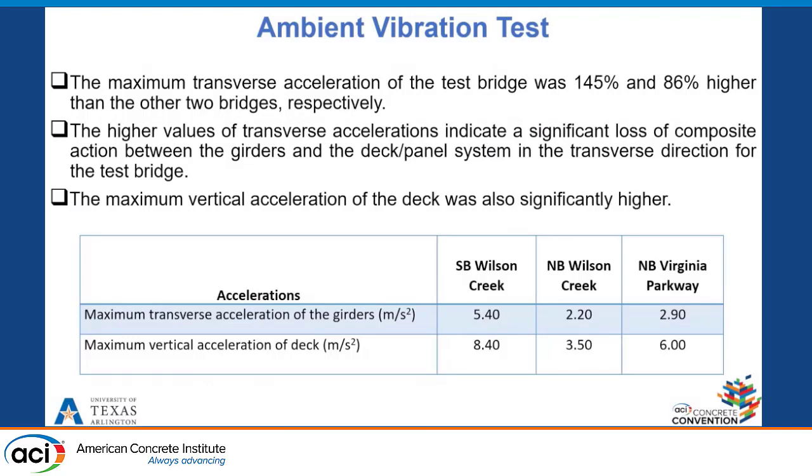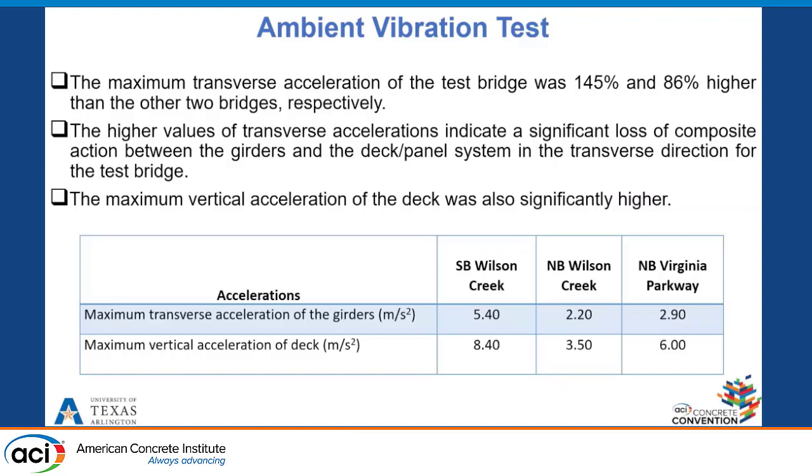The maximum transverse acceleration of the southbound Wilson Creek Bridge girders was 145% and 86% higher than the northbound Wilson Creek and the northbound Virginia Parkway bridges, respectively. Similarly, the maximum vertical acceleration for the southbound Wilson Creek Bridge was 140% and 40% higher than the northbound Wilson Creek and northbound Virginia Parkway bridges, respectively.